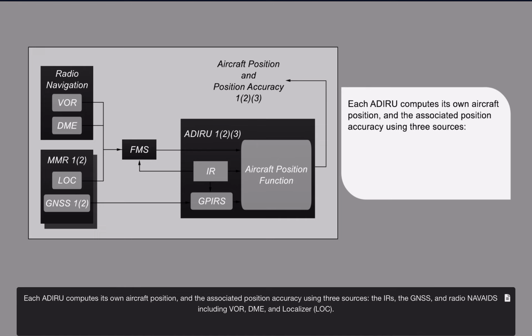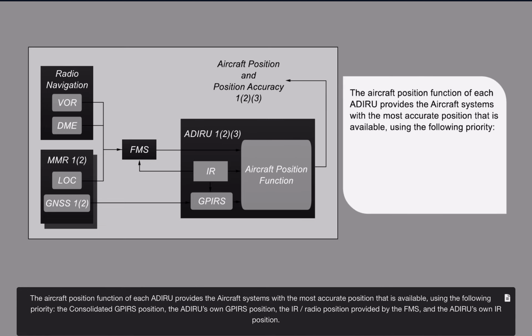Each ADIRS computes its own aircraft position and the associated position accuracy using 3 sources: the inertial references, the Global Navigation Satellite System, and radio nav aids including VOR, DME, and localizer.